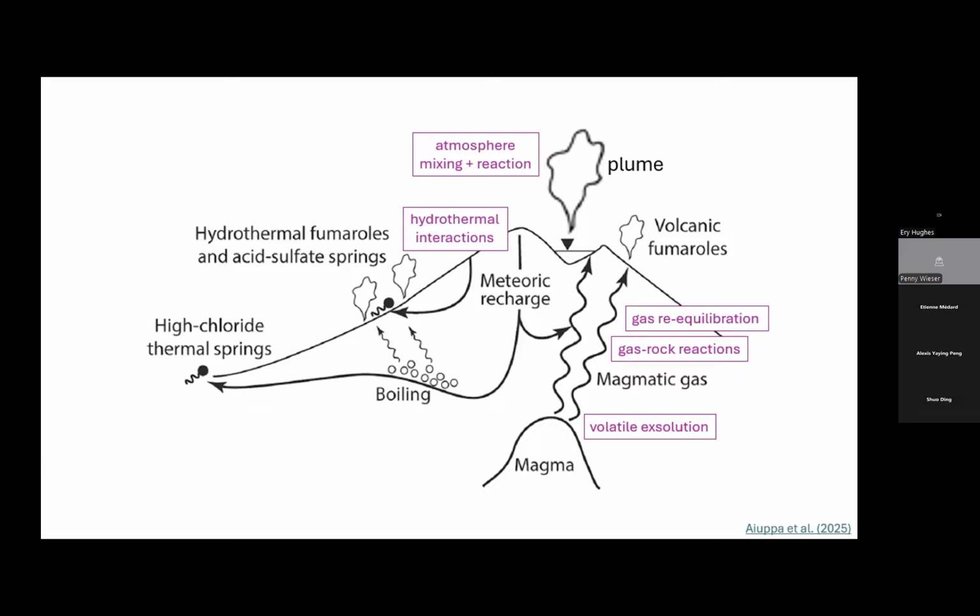And then even once the volcanic gas enters the atmosphere and is released, it can mix with air. And if it's still hot enough, it might even react as it's mixing with the air. So there's a whole host of processes to consider. What we'll mainly concentrate on today is ignoring most of these and just thinking about the volatile exsolution part. But it's important to think about that when you have a volcanic gas measurement.